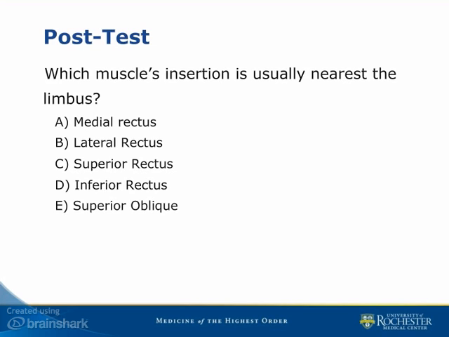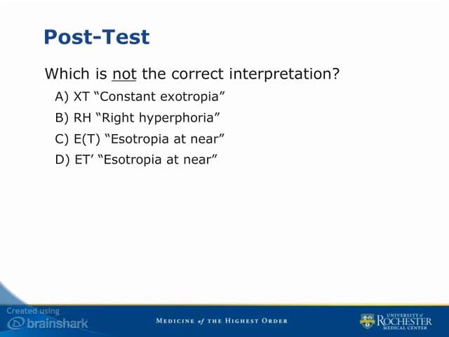Okay, here's the post-test. Get your answer in your head. Pause. I'm going to tell you the answer in just a second. Okay, so the medial rectus is the one that is closest to the limbus, usually 5.5 millimeters back. We'll talk, but it came through during the introduction. Pause here and we'll come back with the right answer.